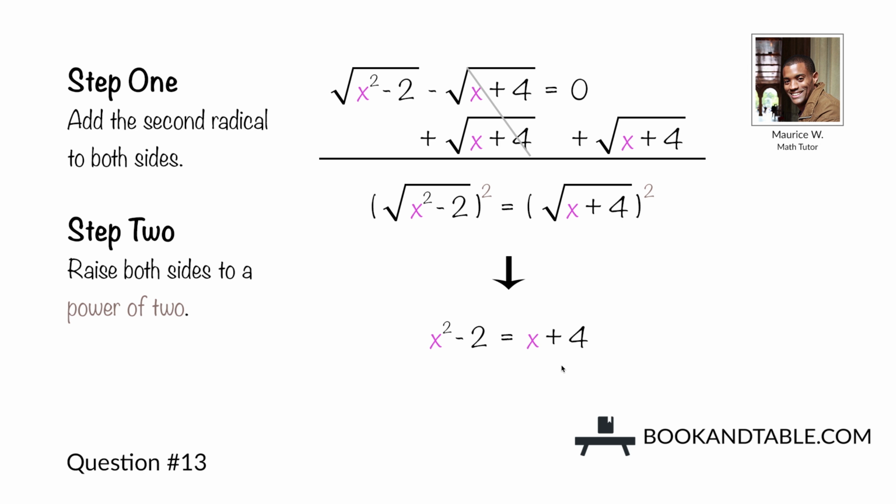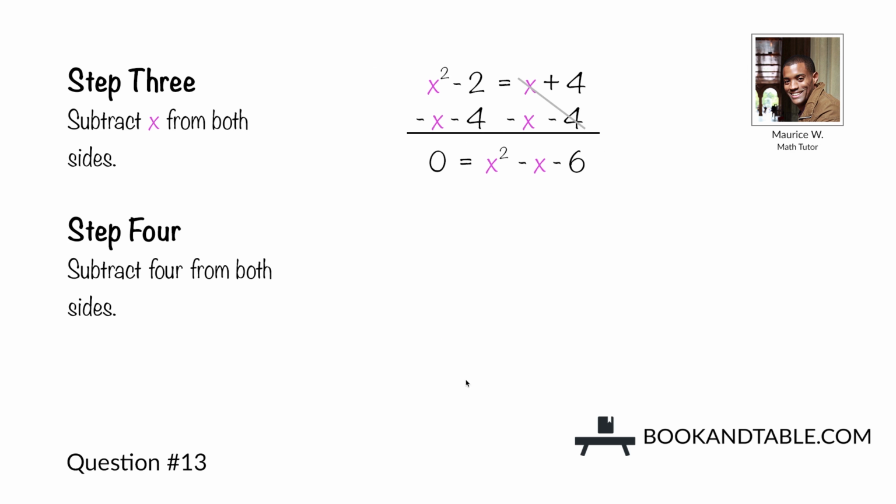We'll now move these terms to one side of our equation. So step 3, subtract x from both sides. And step 4, subtract 4 from both sides. So we wind up with x squared minus x, and negative 2 minus 4 is equal to negative 6. So 0 is equal to x squared minus x minus 6.